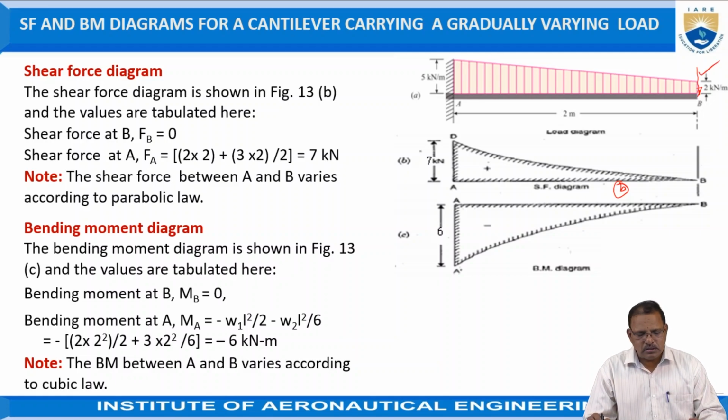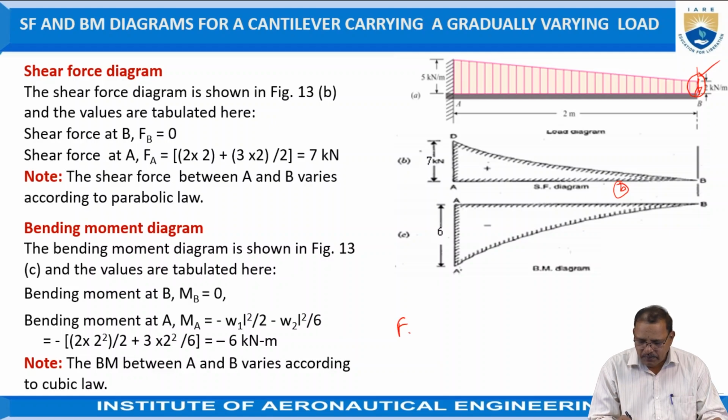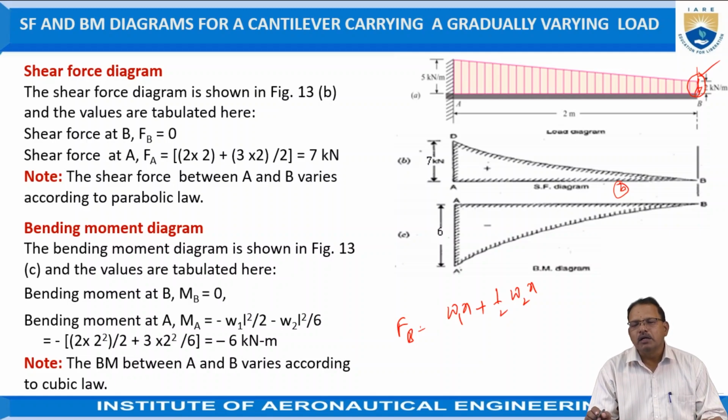Here 2 kilonewtons, and shear force at A is equal to... here the shear force at this point, because we can take it as a combination of two loads. FAB is equal to W into X for the uniformly distributed load, and for this one, half into W2 into X, because this is nothing but for the gradually varying load. The first is for the uniformly distributed load.